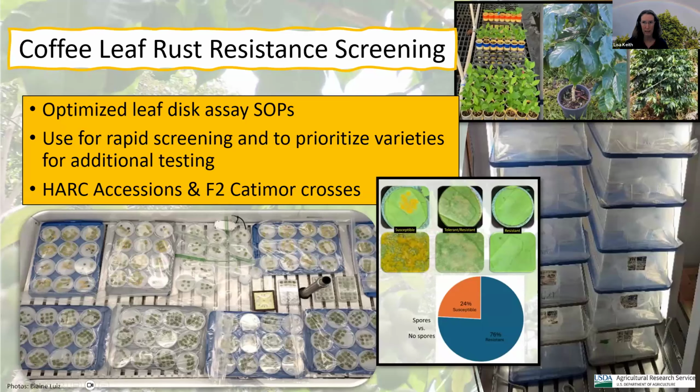Okay, I talked about coffee leaf rust. One of the major areas is variety screening, and the team developed an optimized leaf disc assay so we could do screening fast with everything we could get our hands on, all the material existing in greenhouses, even in the field, collecting leaves, making leaf discs, doing testing.